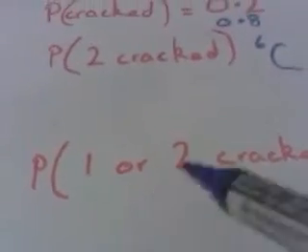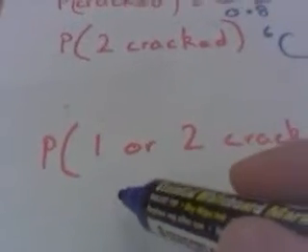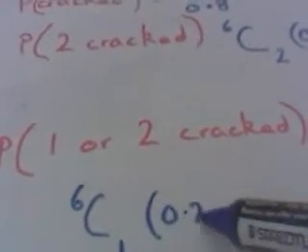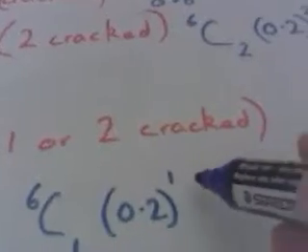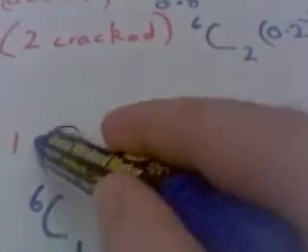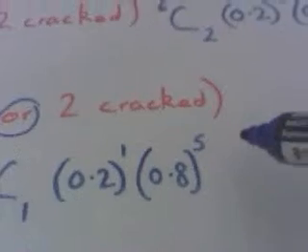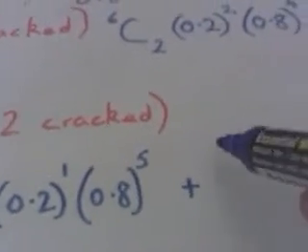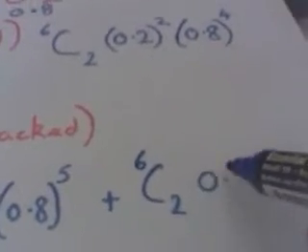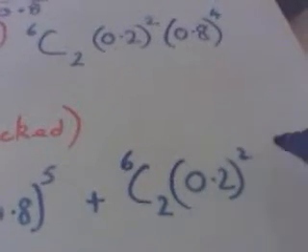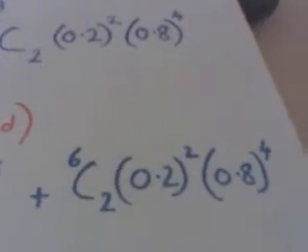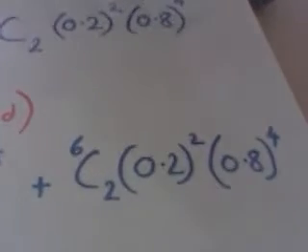Now we've got the probability of 1 or 2 cracked, so we could have 6 choose 1 being cracked, that's 0.2 to the power 1. The rest are fine, that's all 5 of them. But don't forget, or, remember this is some basic probability, we're going to add at this point. So we've got 6 choose 2, 0.2 to the 2, 0.8 to the 4, and we're going to calculate that as well.